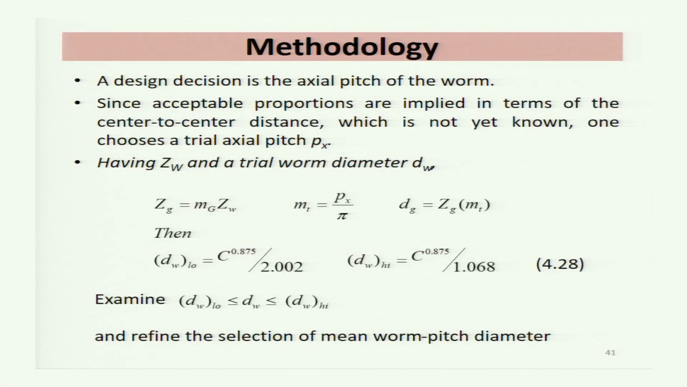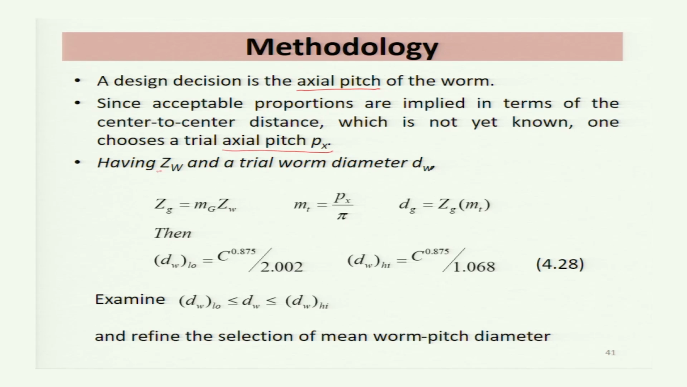Now the design methodology: how to start the designing of worm and worm gear. A design decision is the axial pitch of the worm, because we studied that in the case of worm and worm gear drive, the main specification point is the axial pitch. So a design decision is taken for the axial pitch, since acceptable proportions are employed in terms of the center to center distance, which is not yet known. One chooses a trial axial pitch.